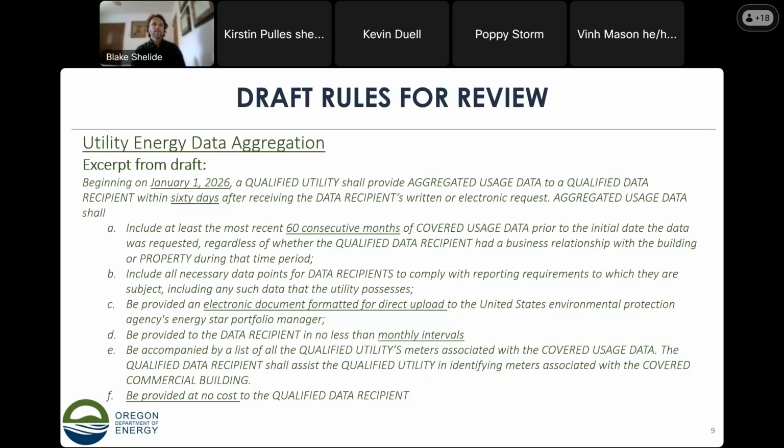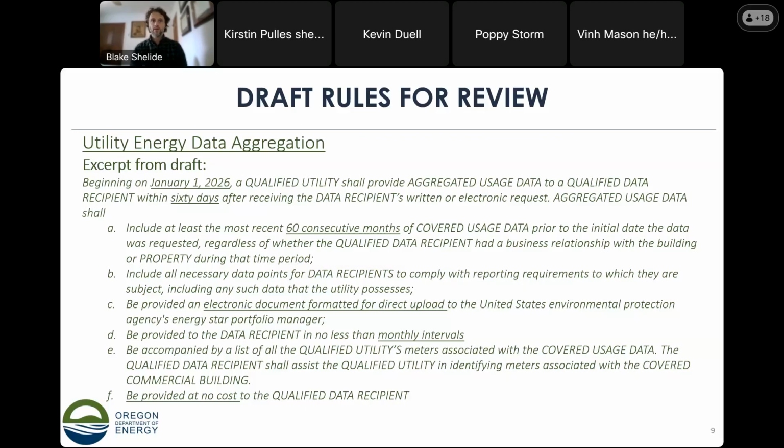And then we've included draft language for the ability for an owner to request at least 60 months worth of data, and this aligns with the BPS compliance period, so the 5-year compliance periods of covered usage data. In doing benchmarking for what some other jurisdictions have done with regard to energy data aggregation, it's kind of mixed, but in some cases there's a requirement for direct upload to Energy Star Portfolio Manager. We haven't gone that far in our draft rules.